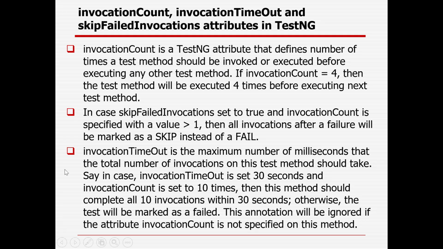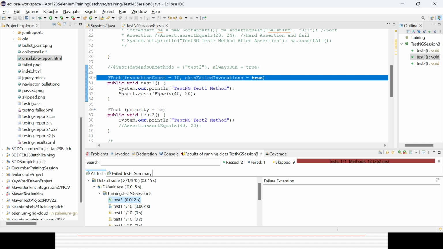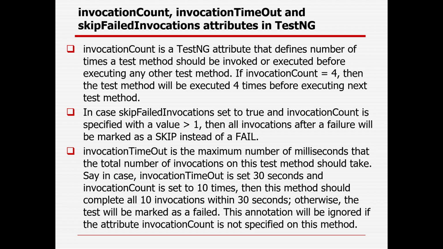Another thing is the invocation timeout. Say in case your one test case is taking 3 minutes, but your objective is that someone has given you 30 minutes to execute whatever you are able to do. So you can set the invocation timeout to 30 minutes. Though you are giving iterations as 20, whatever is possible in 30 minutes those test cases will be executed only, and the remaining will be skipped. So based on the timing also you can do the execution.